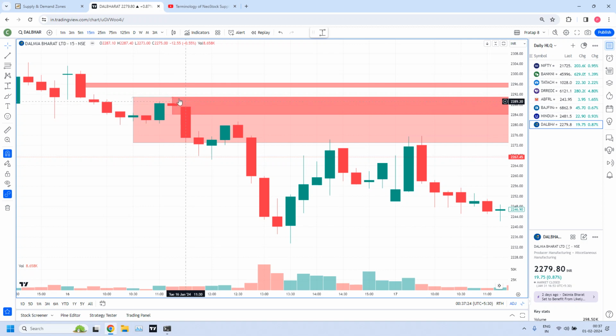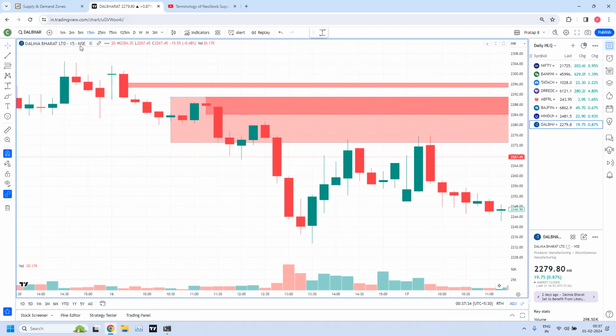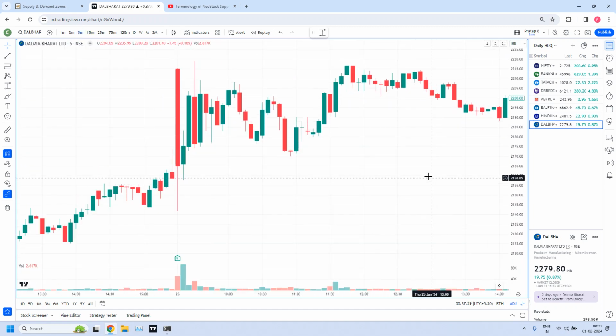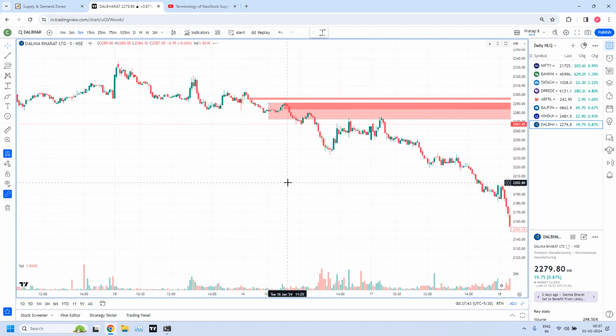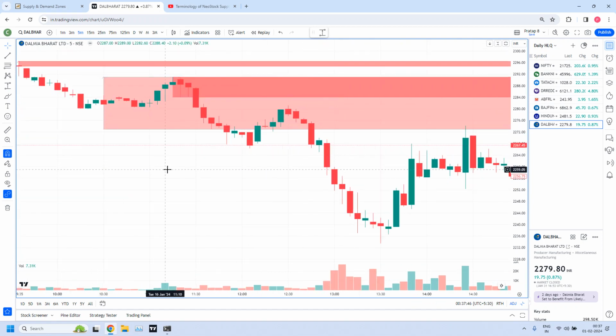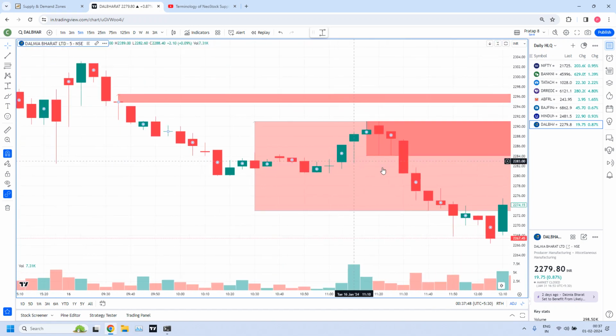Then you may ask a question, why am I saying this is 5 minutes? Because 5 minutes is also exactly the same. Both 5 minutes and 15 minutes occupied the same area. Let me go to the 5 minutes and look into this zone. See here, you have an ERC candle, 1, 2, 3 base candles and a drop candle. It also exactly occupied the same area.